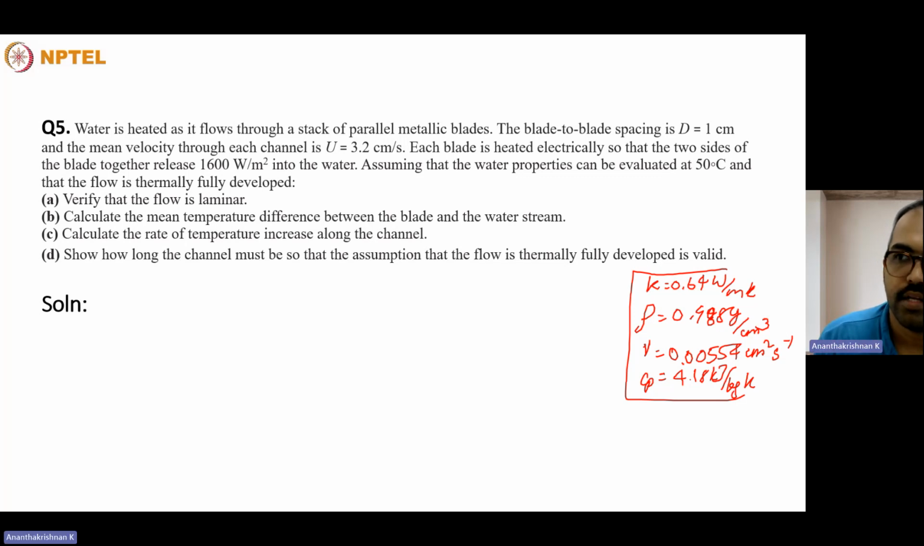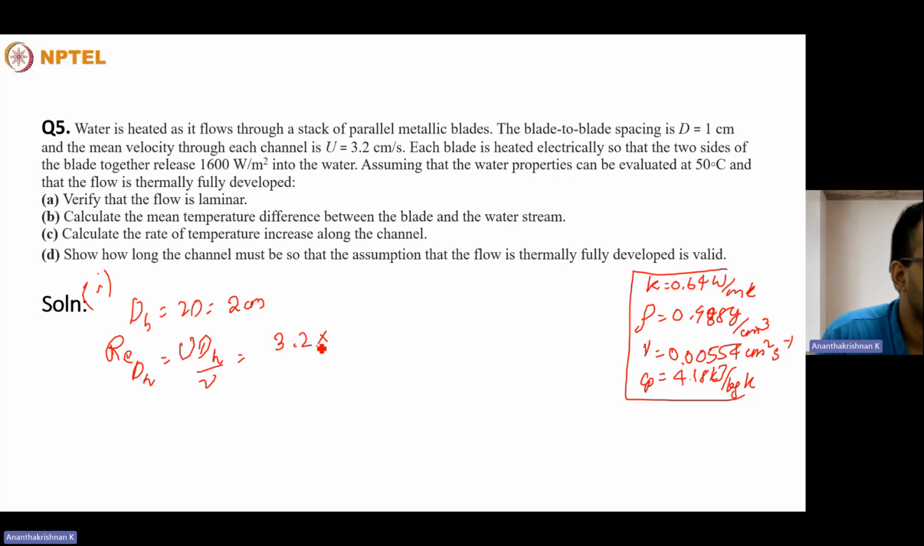First of all, we have to calculate the Reynolds number. It's a parallel plate, so the hydraulic diameter is 2 times the thickness between the plates. So the hydraulic diameter is 2 times d, equal to 2 centimeter. The Reynolds number with respect to the hydraulic diameter is U times hydraulic diameter divided by nu. U is 3.2 centimeter per second, times 2 centimeter, divided by 0.00554. So the value is 1155. So it's a laminar flow.